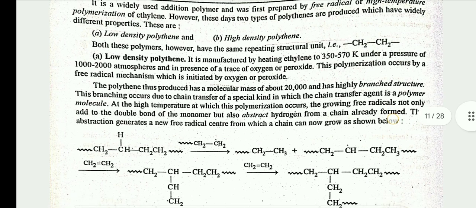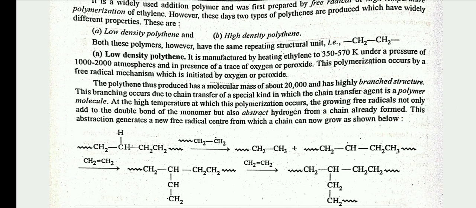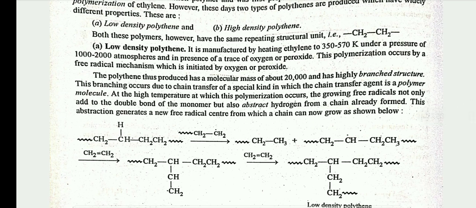Low density polythene is manufactured by heating ethylene to 350 to 570 Kelvin under a pressure of 1000 to 2000 atmospheres and in the presence of a trace of oxygen or peroxide. This polymerization occurs by a free radical mechanism which is initiated by oxygen or peroxide. The polythene thus produced has a molecular mass of about 20,000 and has a highly branched structure.